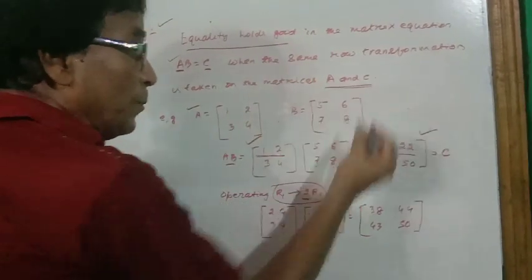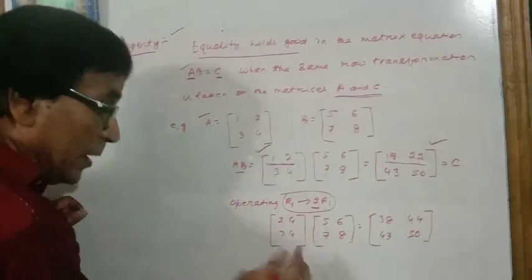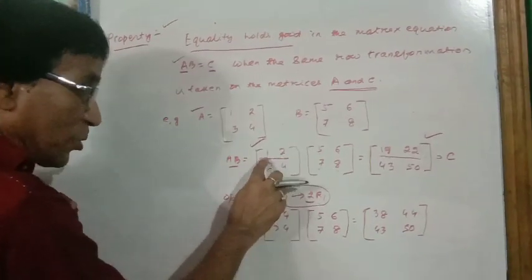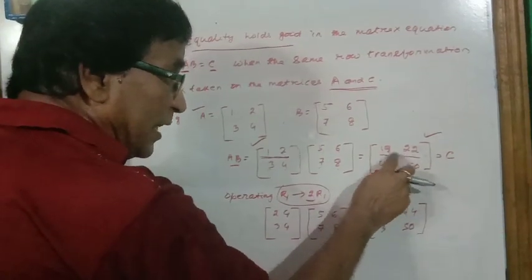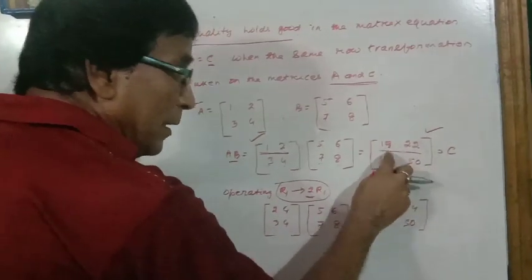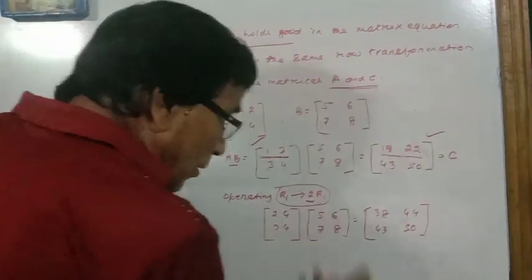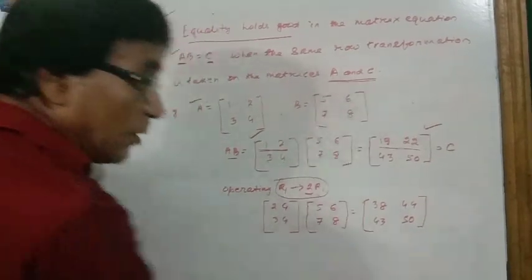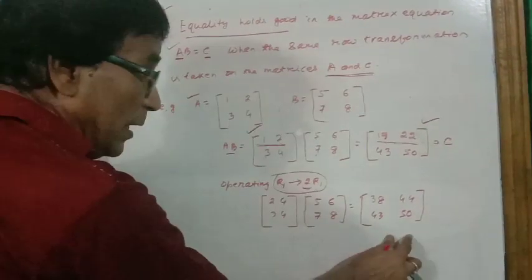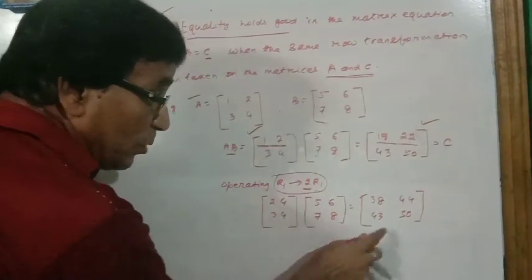Same operation. So here you see that we have replaced the first row by 2 times the first row, and in the matrix C we have replaced the first row by 2 times the first row. Now verify whether the product of these two matrices is equal to this or not. Then only will the equality hold good, if the product of these two is equal to C.